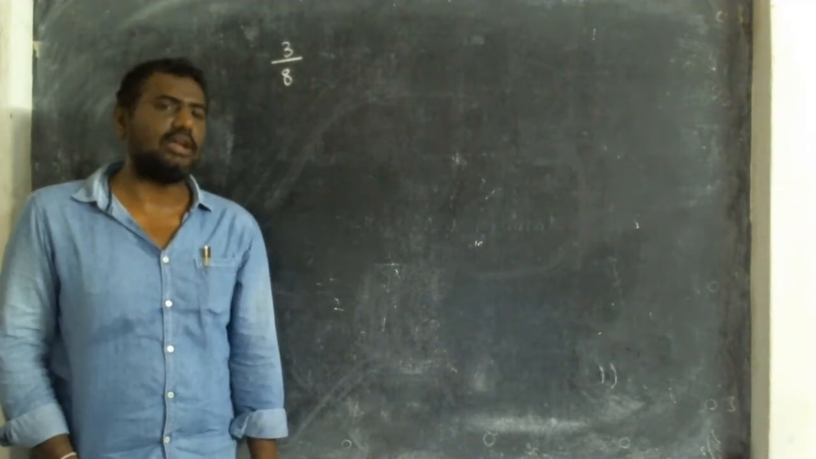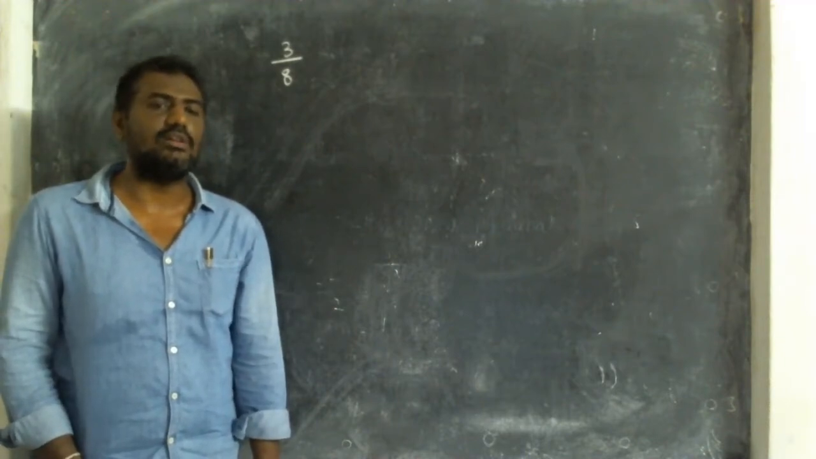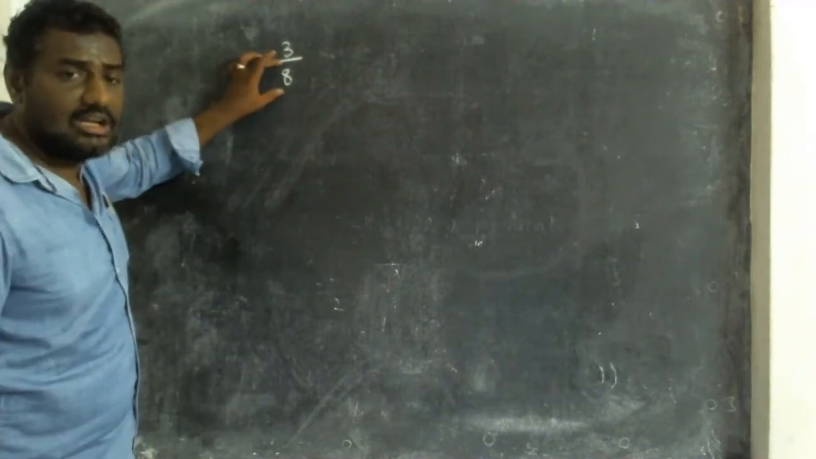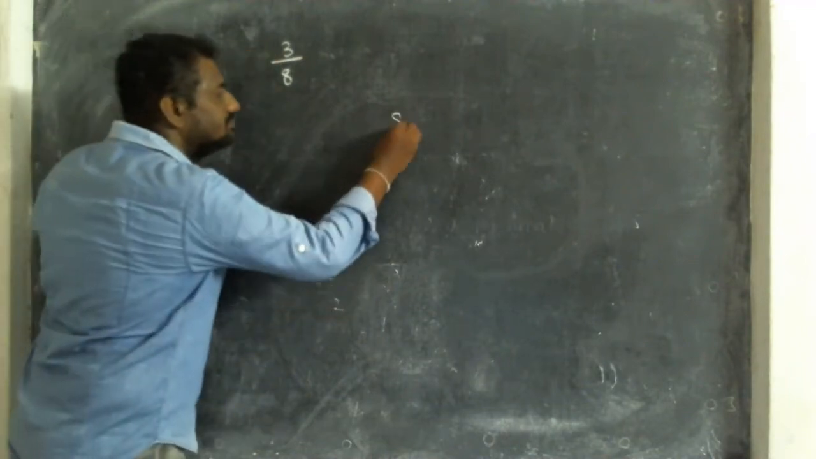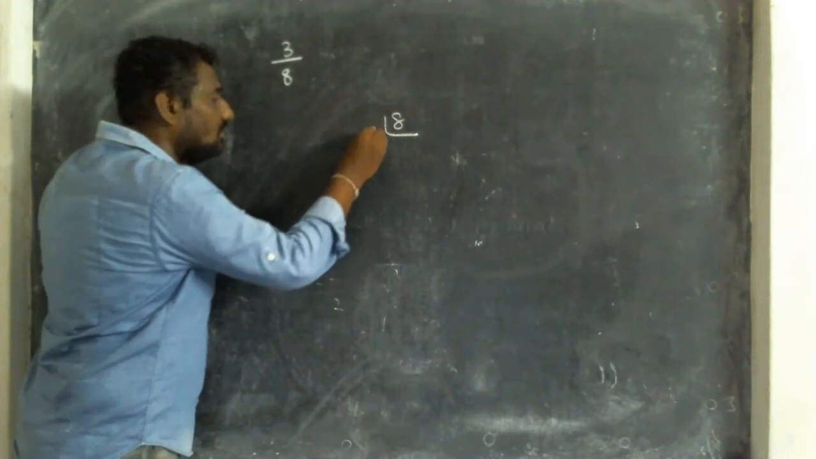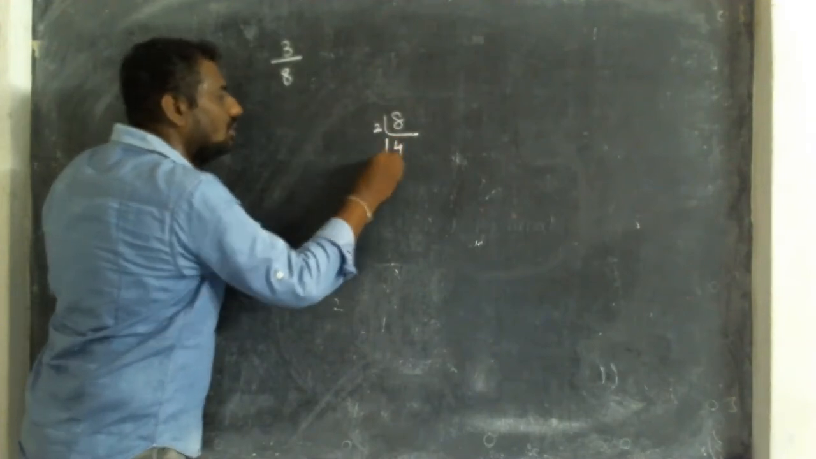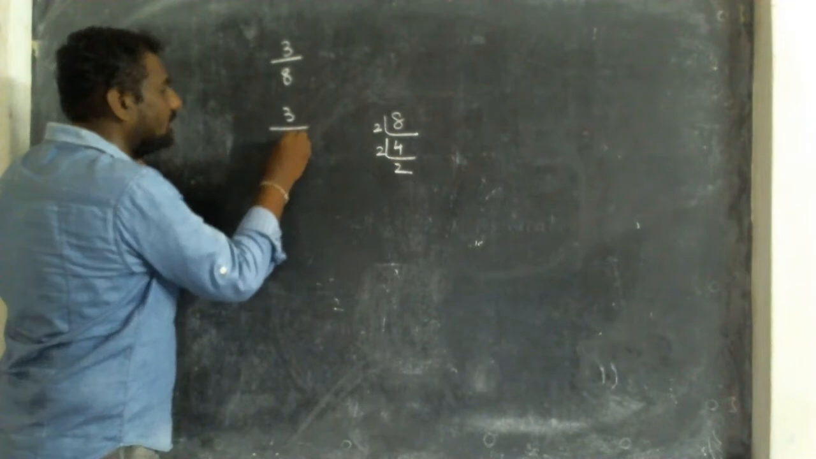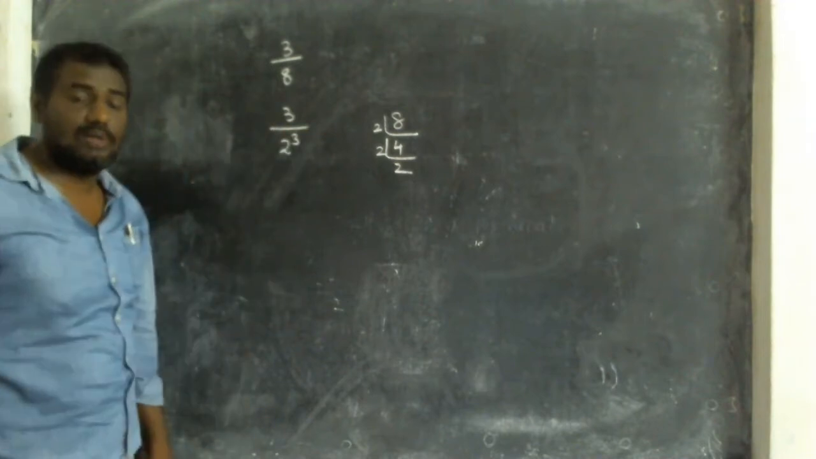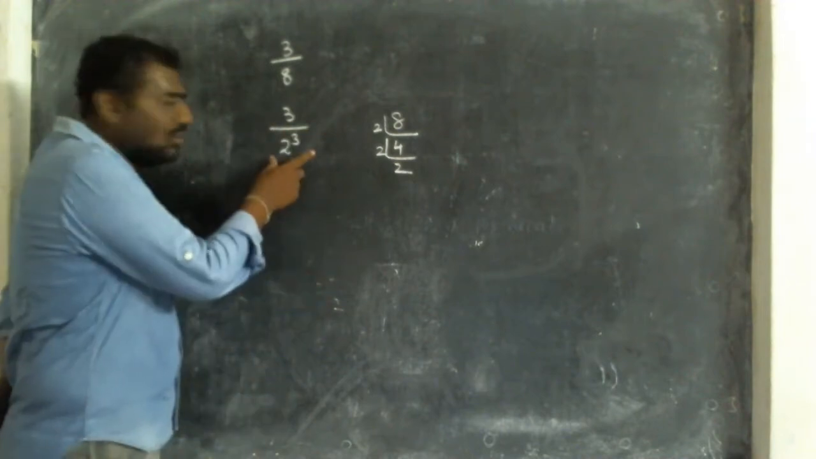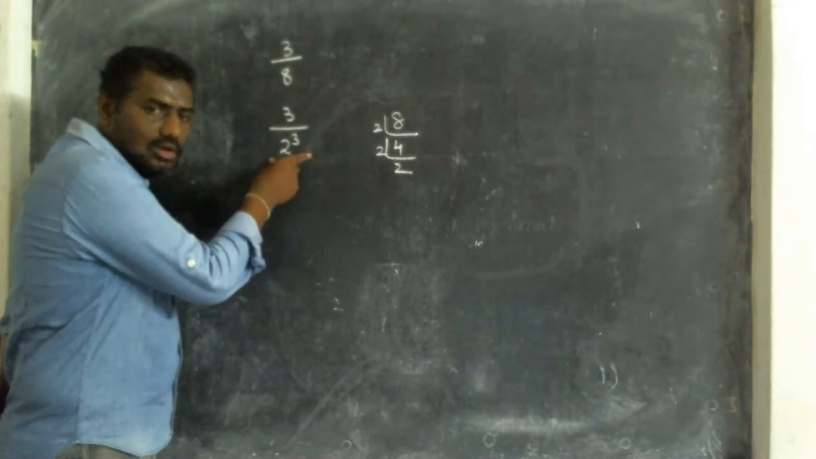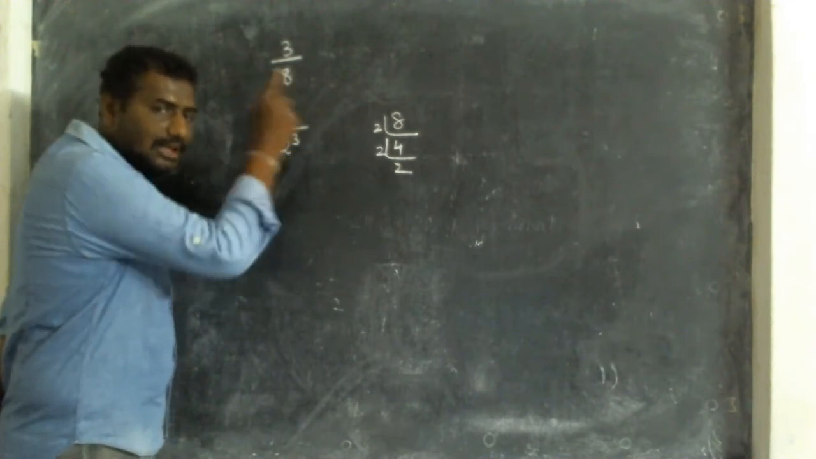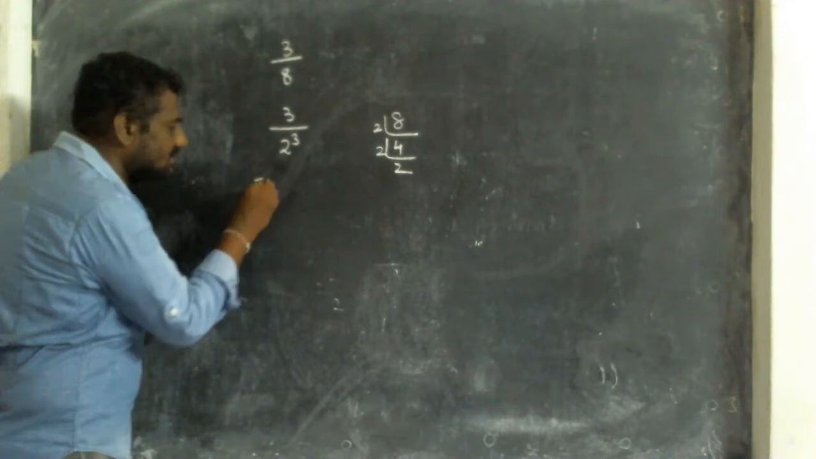If it is not terminating, we need not convert into decimal form. First we will do 3 by 8. Now we will take the denominator 8 and do prime factorization: 2 fours are 8, 2 twos are 4, so 3 by 2 power 3. You observe the denominator, we have only 2 powers. Only 2 powers means it is terminating or non-terminating? Terminating.